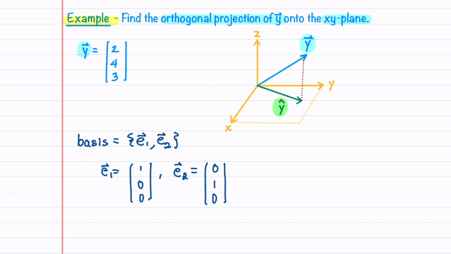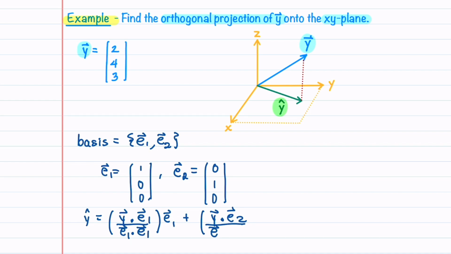The formula for y hat is equal to y dotted with our first basis vector E1 divided by E1 dot E1 times E1 plus y dotted with E2 divided by E2 dot E2 times E2.